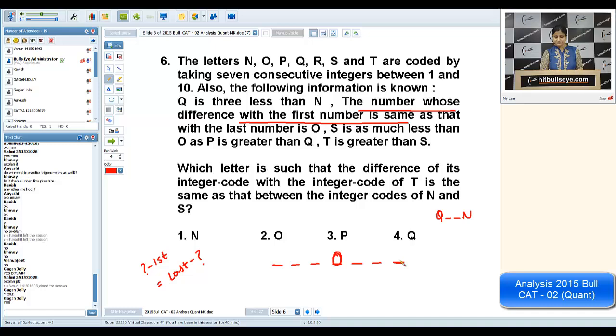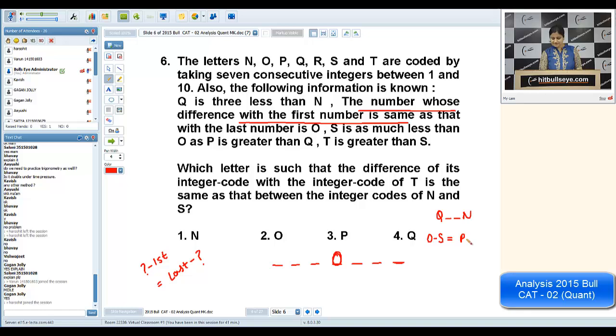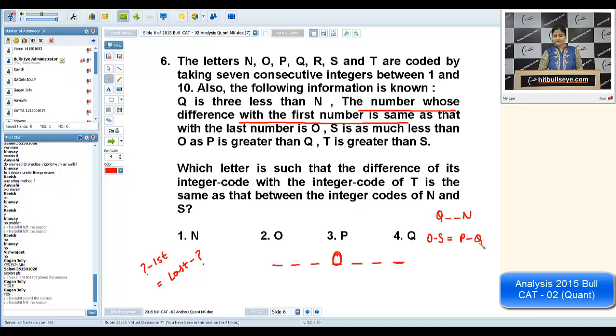S is as much less than O as P is greater than Q. It means S is as much less than O as P is greater than Q. So O minus S will be equal to P minus Q. T is greater than S.